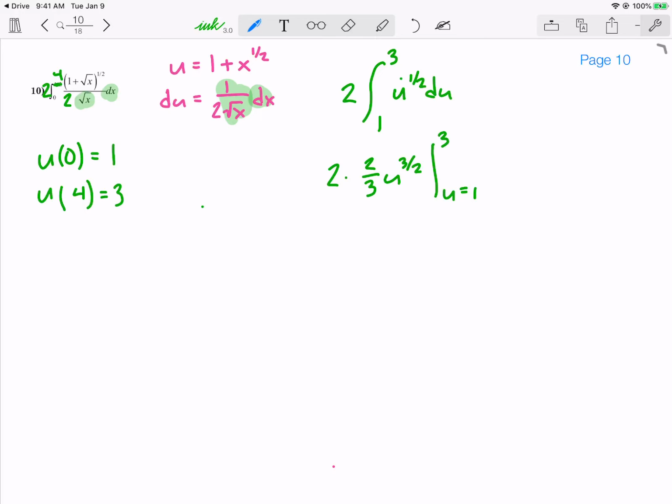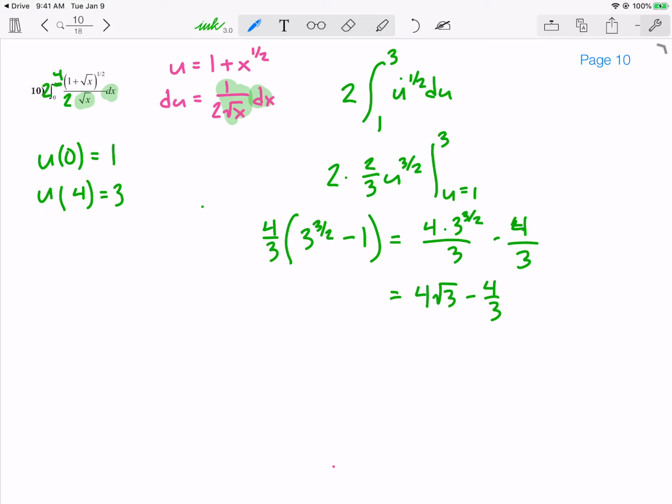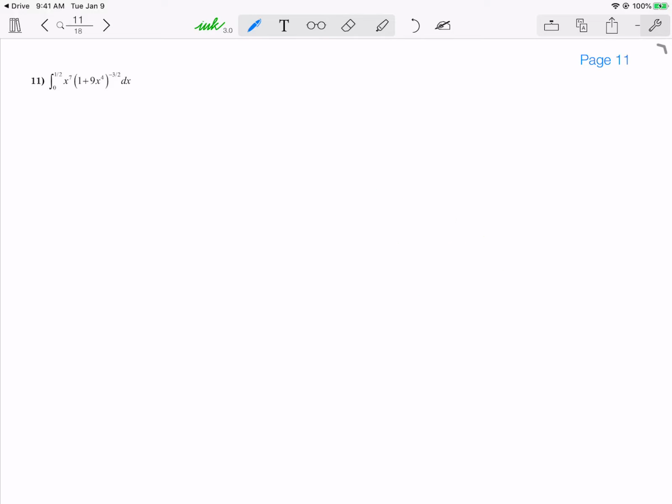So this is Fundamental Theorem of Calculus Part 1. So I've really got 4/3 times 3 to the 3/2 minus 1 to the 3/2, which is just minus 1. So I've got 4 times 3 to the 3/2 over 3 minus 4 over 3. So a little simplifying, 3 to the 3/2 over 3 is really just the square root of 3. So I've got 4 square roots of 3 minus 4/3. Who knows how that would be simplified, but at any rate, we've got our answer. Let's move on to the next one.